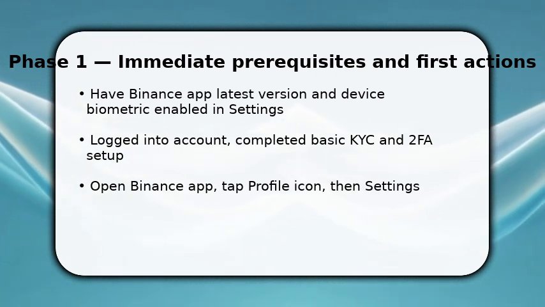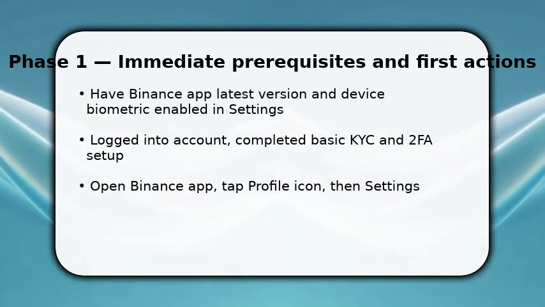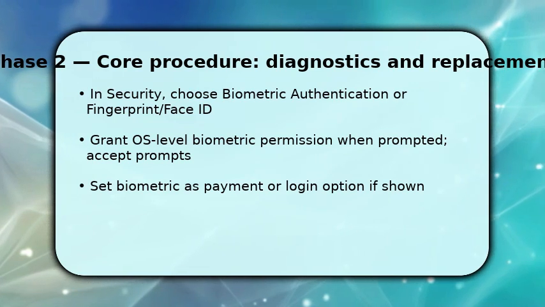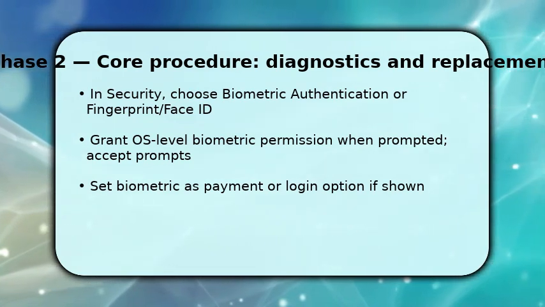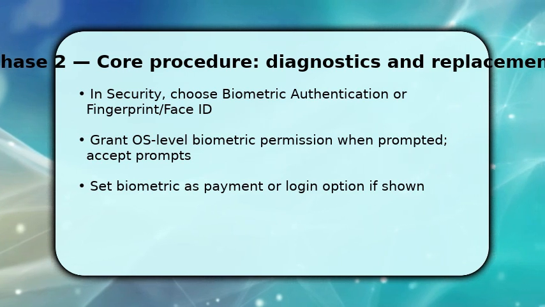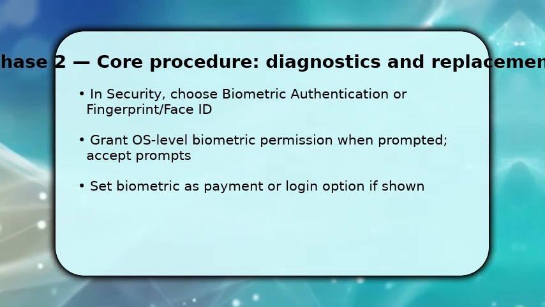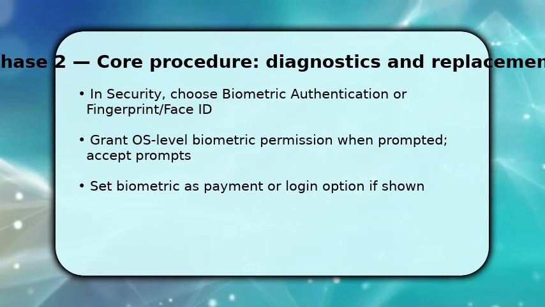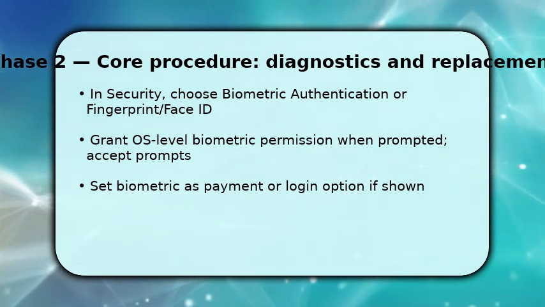You'll now enable biometric authentication inside Binance. Tap Biometric Authentication or Fingerprint/Face ID in Security. The app will call the device OS. Grant the OS level permission when prompted. This allows Binance to verify your fingerprint or face.